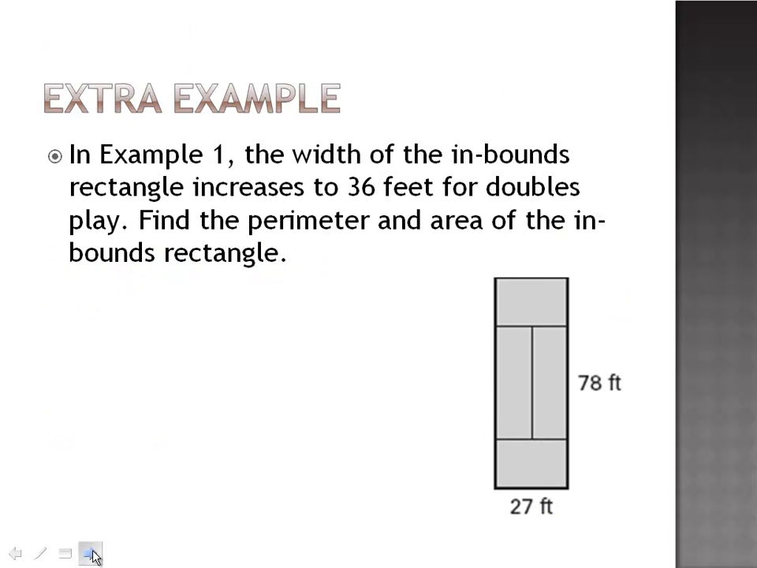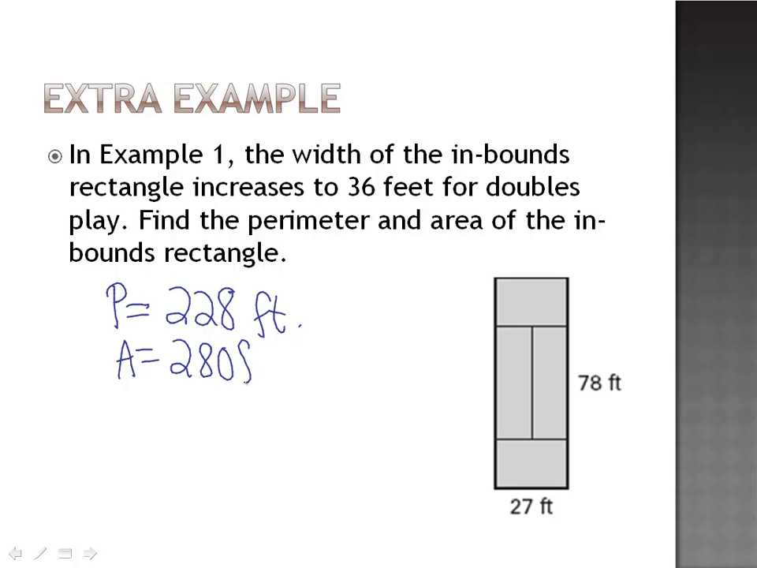Let's look at the next example problem. Now this is the same as the first one, so what I would like you to do is pause this video, go through and do this problem, and then come back and check it. Welcome back. You should have found for the perimeter 228 feet and for the area 2,808 feet squared. If you did not get those, this is a problem that you should be asking in class tomorrow.